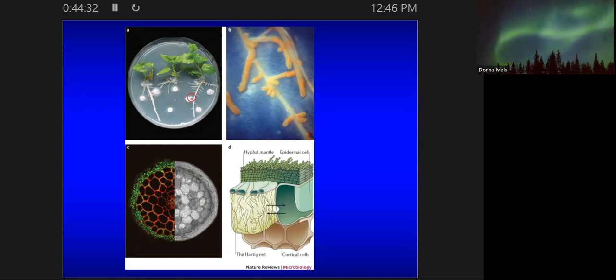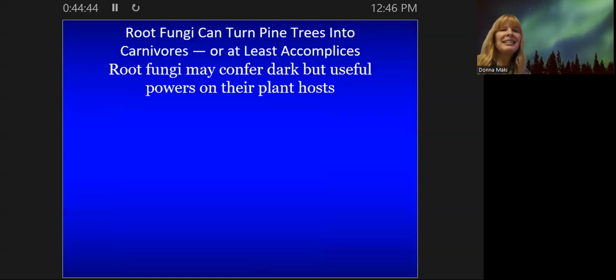It's sending off hyphae. Again, they're showing the fungal mantle and the growth in between the cells and cell wall space. There's even a paper that was done where they looked at Laccaria with certain pine trees, and the title, this wasn't the scientific title, but root fungi can turn pine trees into carnivores, which is, you know, pretty provocative wording, or at least encompasses. Root fungi may confer dark but useful powers on their plant hosts.